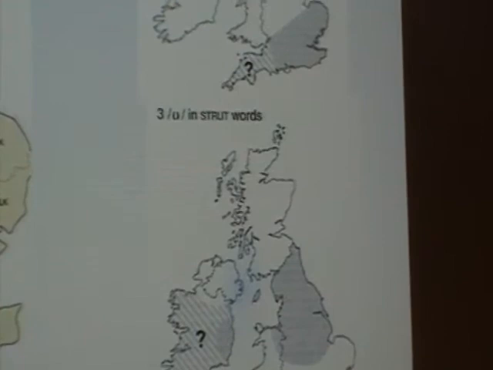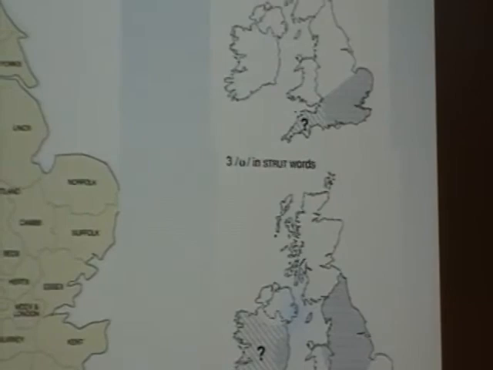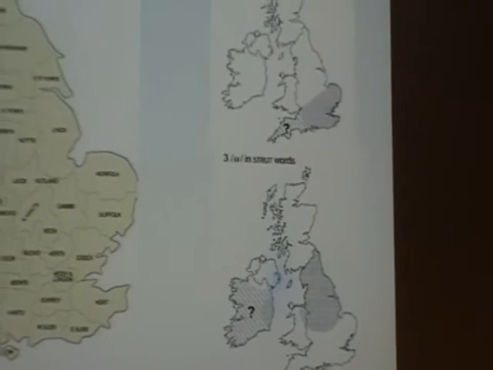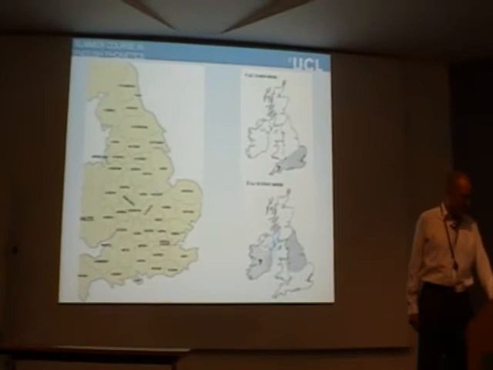The other map, the one on the bottom right, shows you the northern area where we get the foot vowel in strut words, which is nicely between the south of England, Wales and Scotland, where this doesn't happen. And then Ireland is a bit of a grey area because you sometimes get contrasts in Ireland, sometimes not. Some words go as in the north of England, some words go as in the south of England. Complicated position in Ireland.